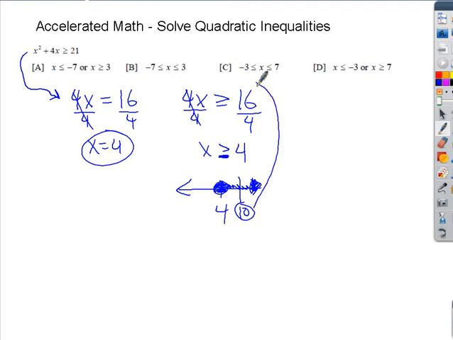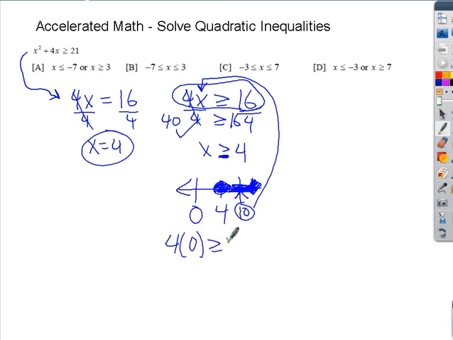If I plug 10 back into the original inequality, I get 4 times 10 is 40, and is 40 really greater than or equal to 16, which was the original? And yes, it is. Therefore, that's why everything is shaded on this side. So basically what that shading was telling you was that everything in this shaded zone is part of the solution set, and nothing on this side. So if you take 0, for example, and you plug that back into the original, it should not come out true. So 4 times 0 is 0, and 0 is not greater than or equal to 16. It's not true, and that's why it's not part of the solution set.